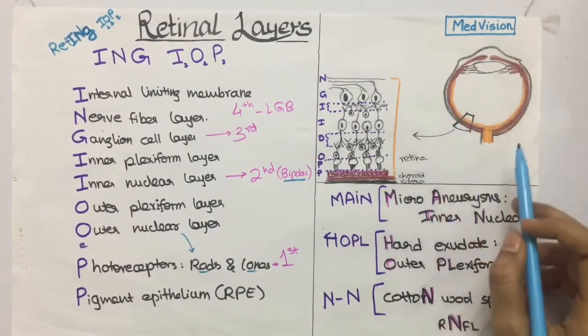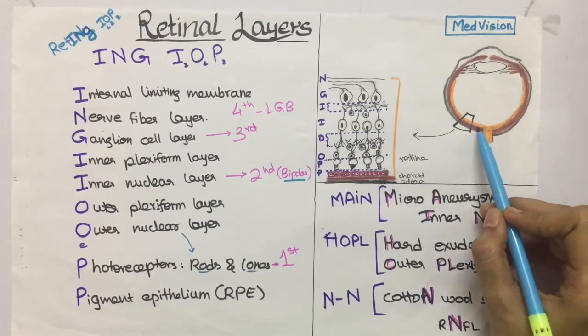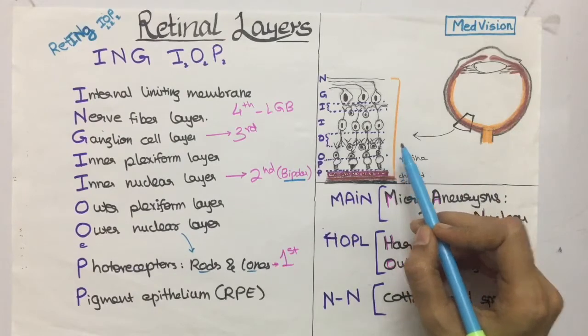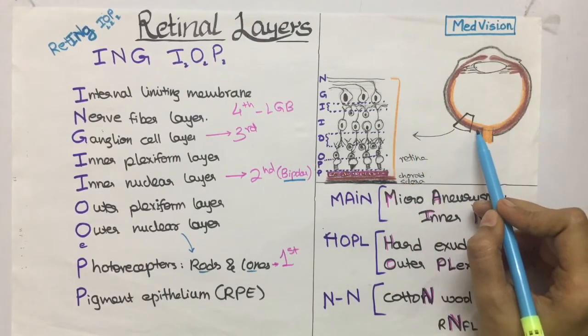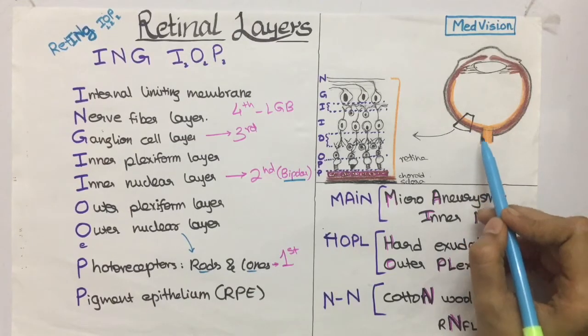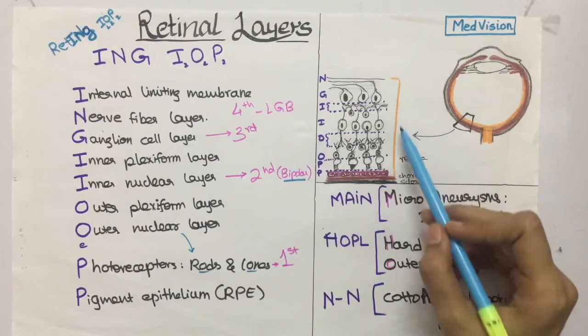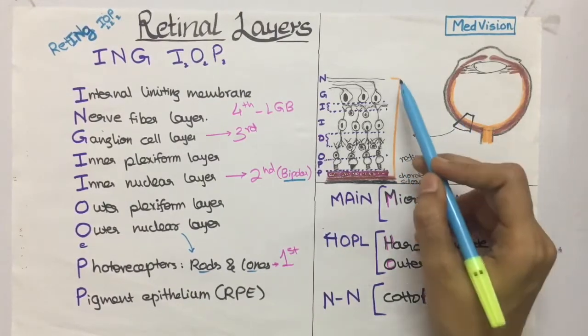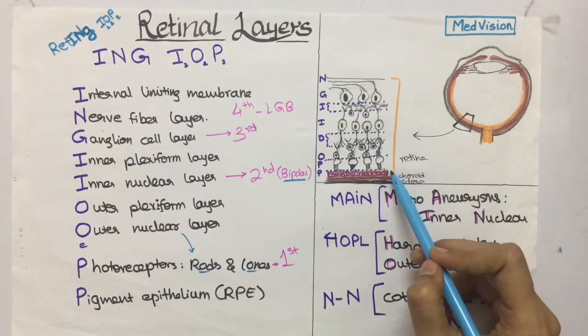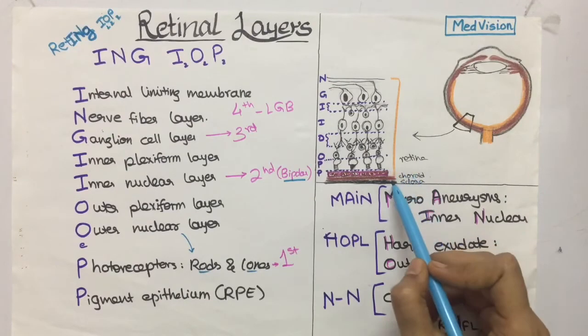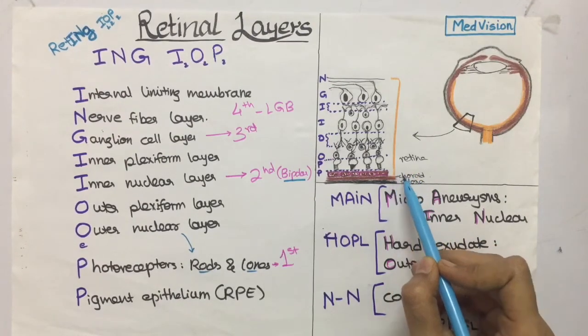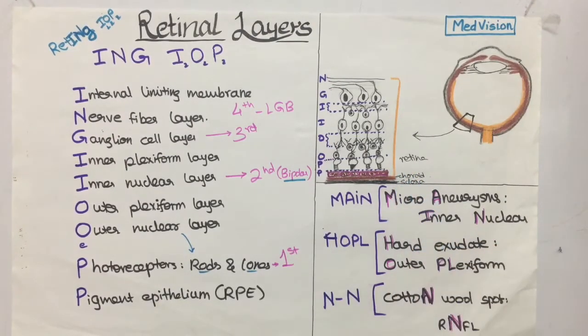Now here I have drawn the eyeball where the orange layer represents the retina, which is expanded here, the retinal layers. The brown layer is the choroid, and the outermost layer of the eyeball is the sclera. Here I have expanded this cut section. So this entire orange one is the retina, then the brown is the choroid, and the black one is the sclera.